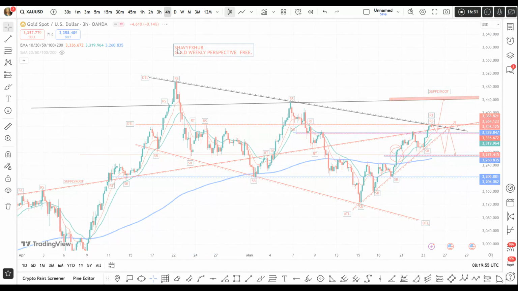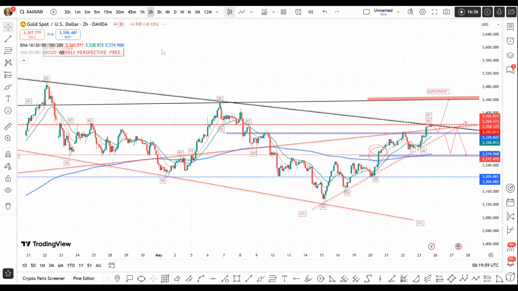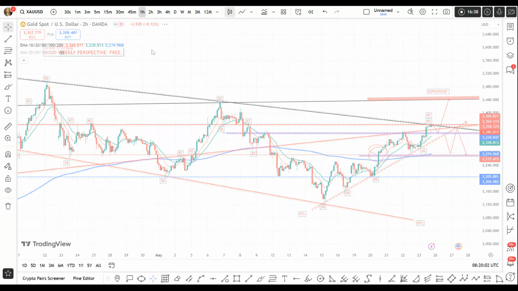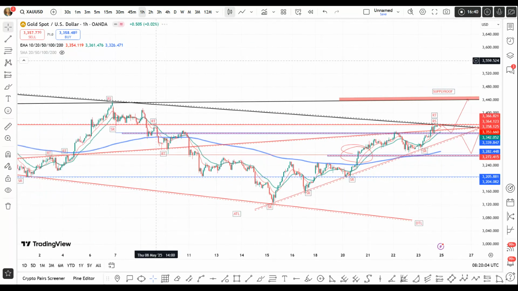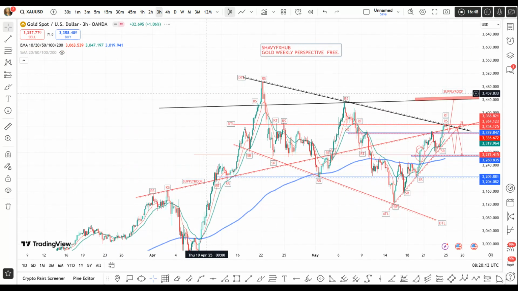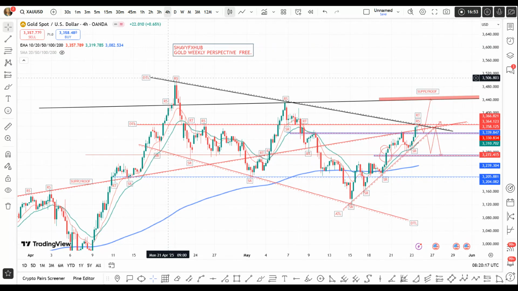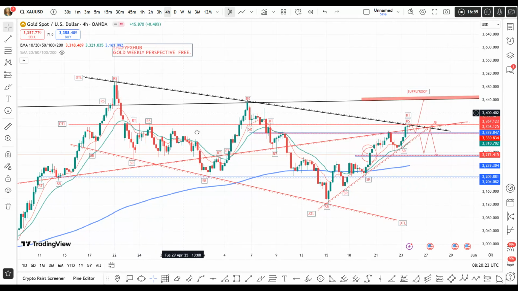Let's see if we get that clearly on 4 hours. I can't see it. I don't seem to see it. I'm looking for it. I cannot see it. Let's see if we see it on 3 hours. I can't see that structure. Yeah, I think it's from the broker. This broker is not having that structure.